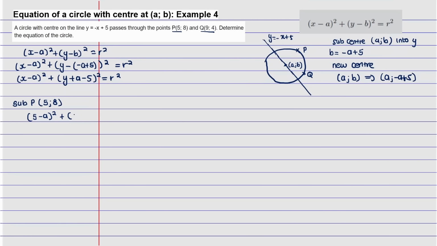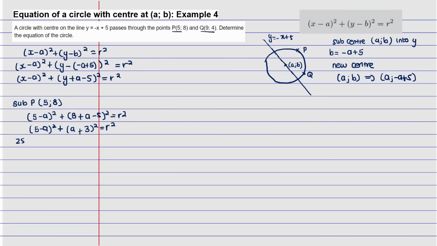Plus, then it's going to be 8 plus A minus 5 all squared is equal to r squared, right? So this is the same as 5 minus A all squared plus, then we're going to have A plus 3, right? So it's going to be A plus 3 all squared is equal to r squared, right? Do you see the fact that the only two unknowns are A and R? So let's expand both of them.